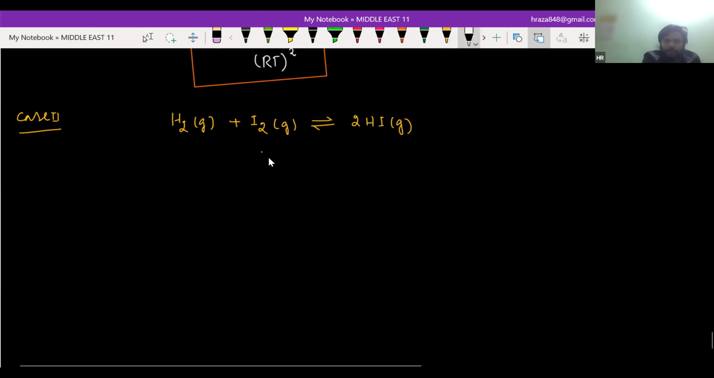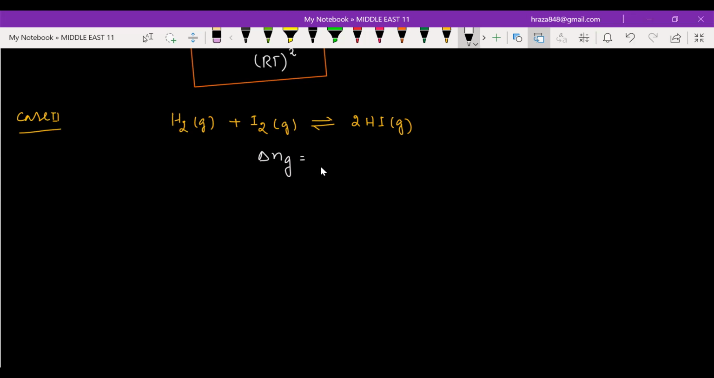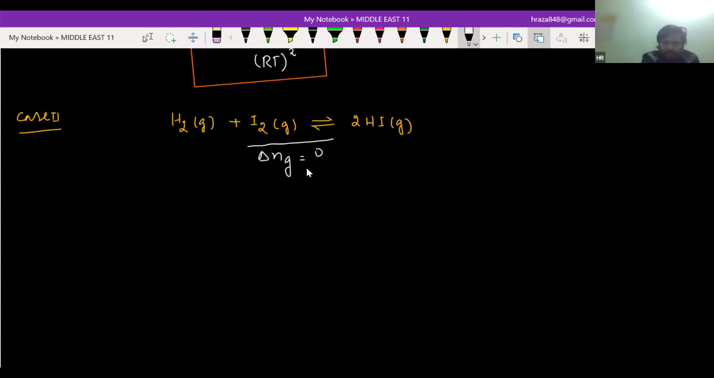Now, Fawaz, what is the value of delta Ng for this reaction? Sir, 2. Very good. Saif, I'm asking you, what is the value of delta Ng for this reaction? 0. Very good. Fawaz, delta Ng equals what?